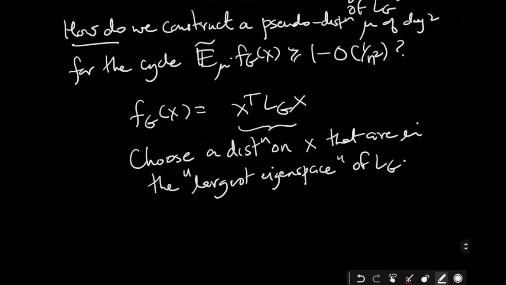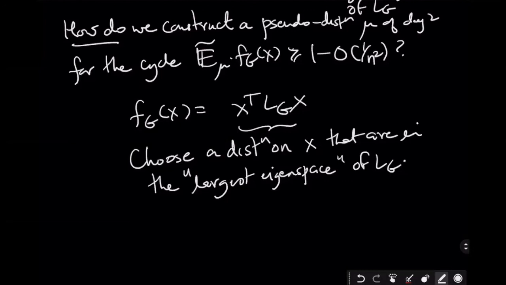Right? Intuitively, if I want to construct a distribution where fGx takes a large value, then I should make the distribution supported only on x's that live in as large an eigenspace of L sub G as possible. But of course, there may not be any Boolean vectors in it. There may not be any vectors with plus or minus 1 coordinates. So in general, I won't be able to do this.